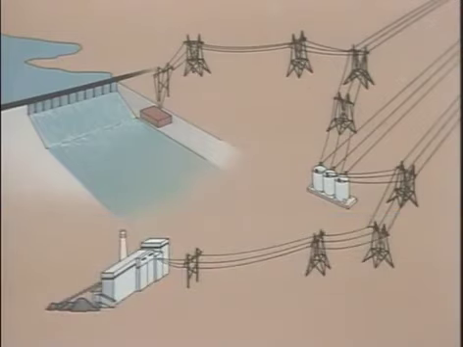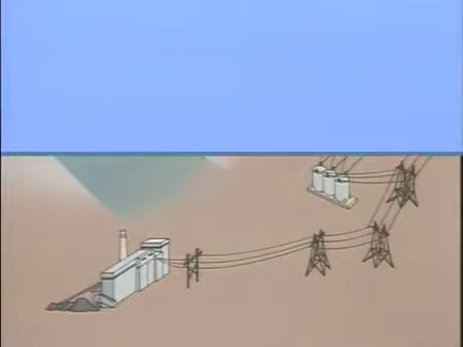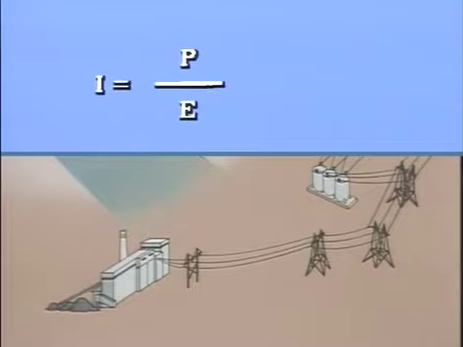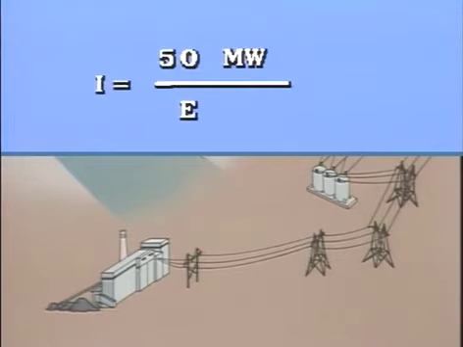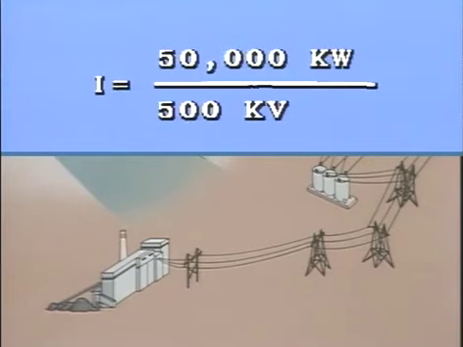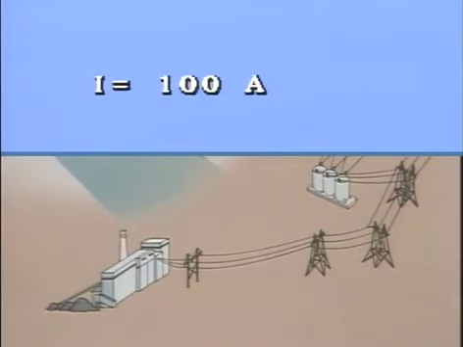Now let's calculate the power loss for the system that transmits at 500 kilovolts. Again, the first thing to do is find the transmission current using the power equation I equals P divided by E. Substituting the power and voltage values for this system, we have I equals 50 megawatts divided by 500 kilovolts. Next, the units of power are changed from megawatts to kilowatts, giving us 50,000 kilowatts divided by 500 kilovolts. 50,000 kilowatts divided by 500 kilovolts equals 100 amps.